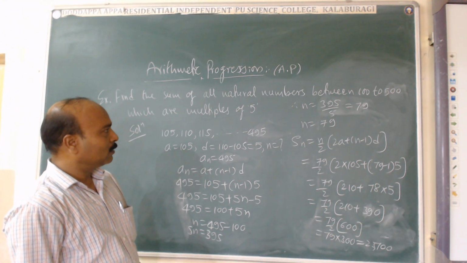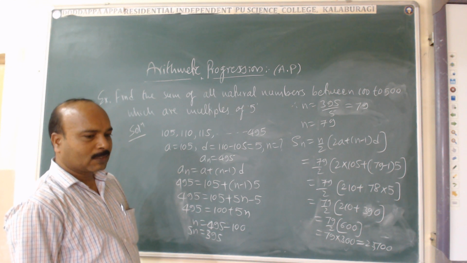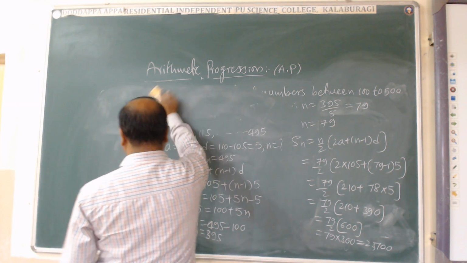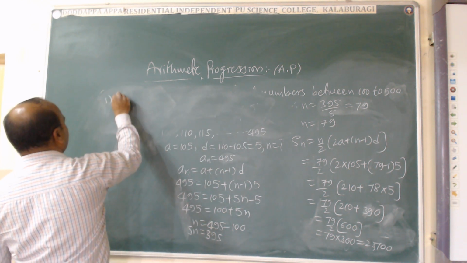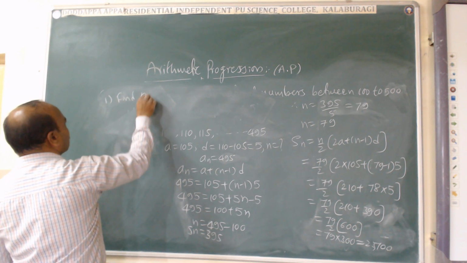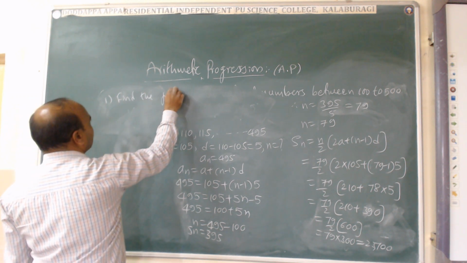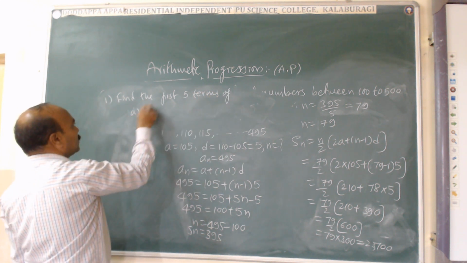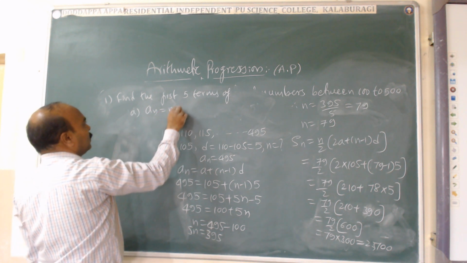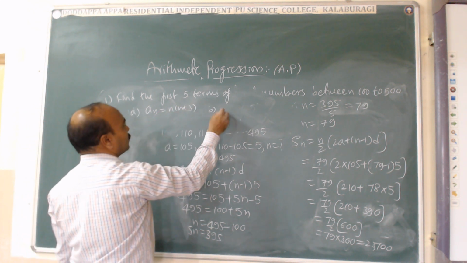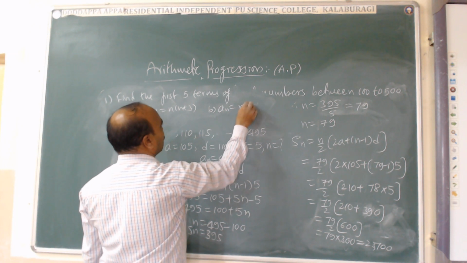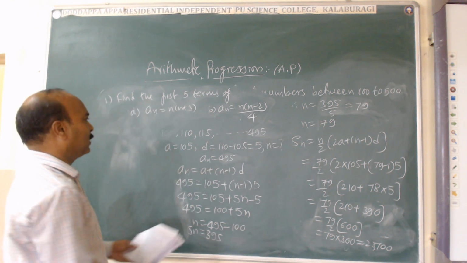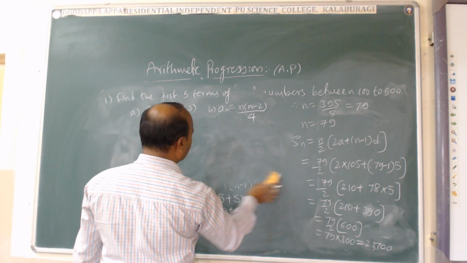Next you take these assignment questions. The first one, you write: find the first 5 terms of (a) an equal to n into n plus 3, (b) an equal to n into n minus 2 by 4. For these two examples you find the first 5 terms of the sequence.